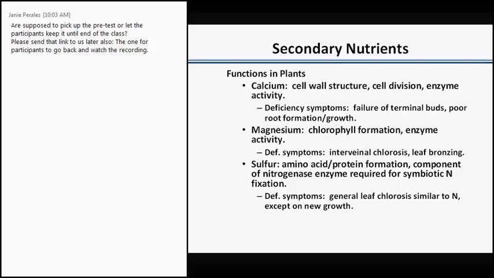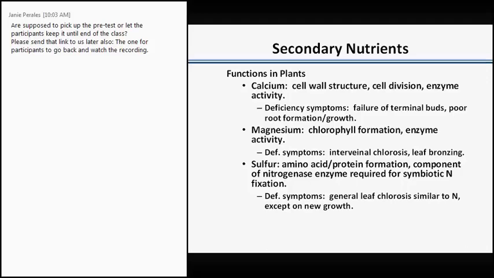Again, magnesium: chlorophyll formation and enzyme activity. We get interveinal chlorosis and leaf bronzing. So the leaf kind of turns, especially on dicots, we get more of a leaf bronzing, whereas on the monocots we get this interveinal chlorosis more or less.